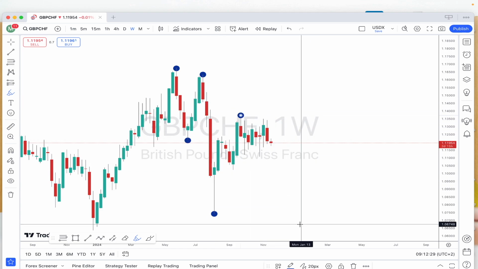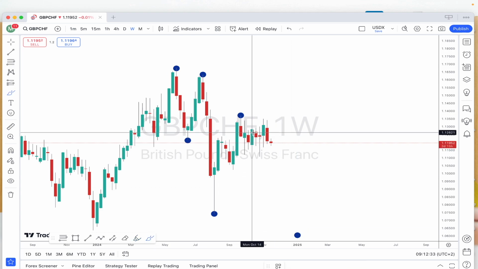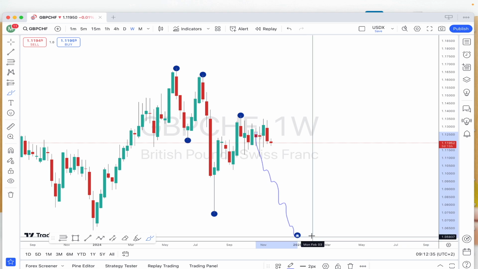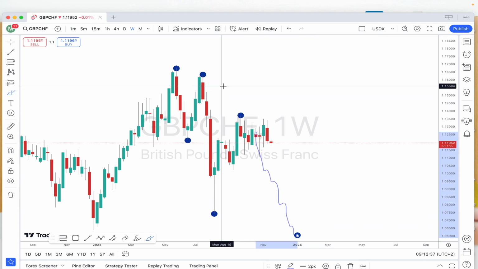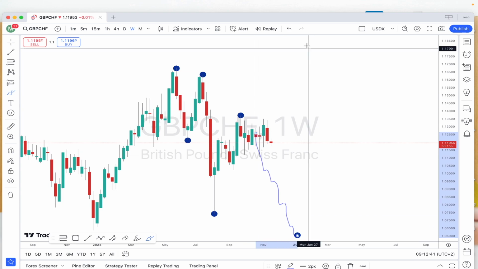You expect the market to print a low. All right, so that's what you expect. You expect the market to print a low. So that is the market structure.